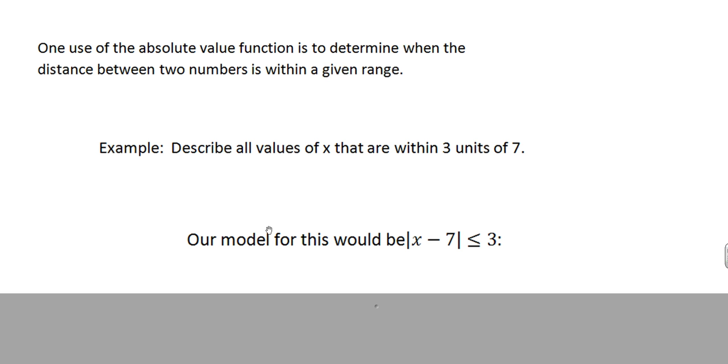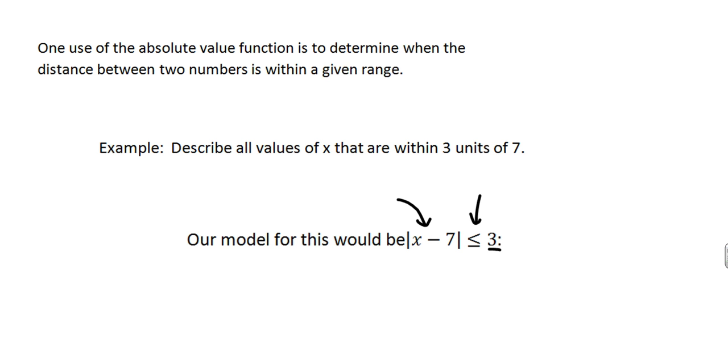Our model for this would be the absolute value of x subtract 7 is less than or equal to 3. So the distance between x and 7, the difference between x and 7, is less than or equal to 3 units. That is how that sentence would translate into algebra.